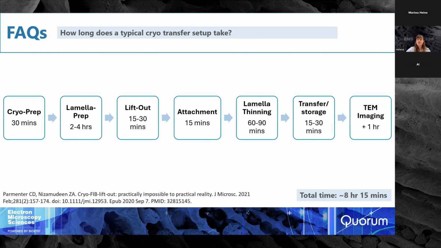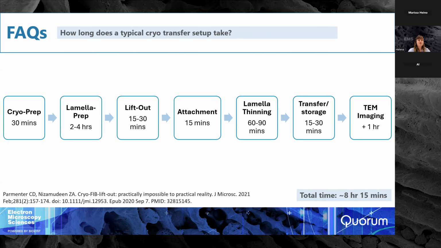So I said that I would answer some frequently asked questions that we get a lot at Quorum Technologies and Electron Microscopy Sciences. And the first one is, how long does the process typically take? And obviously, it will vary depending on the instruments you have. So different SEMs have different automated processes for lamella lift out and thinning, etc.